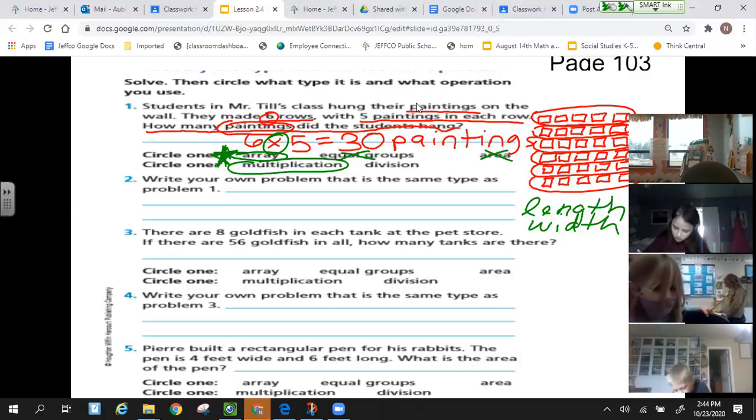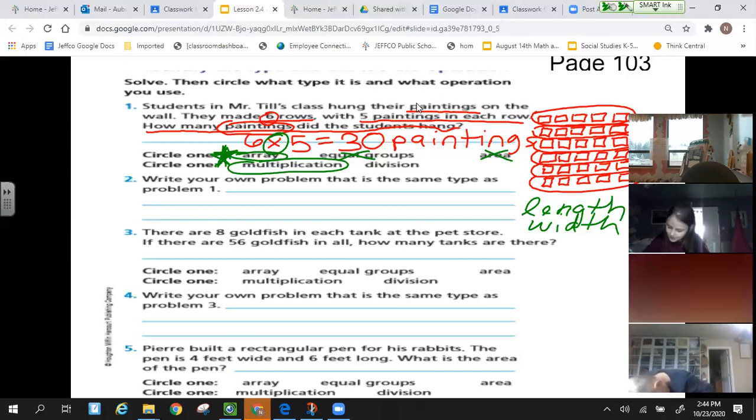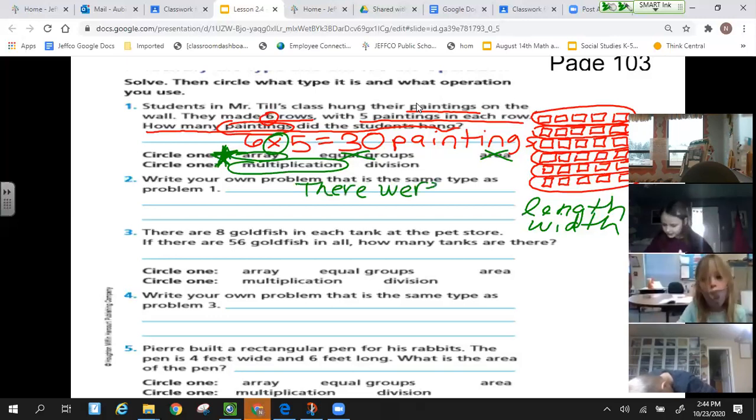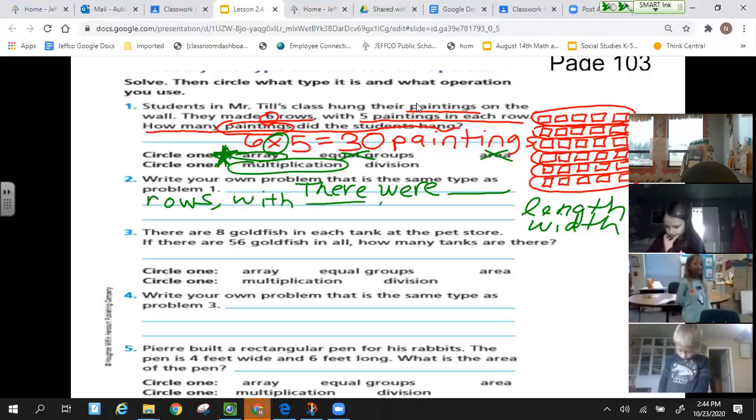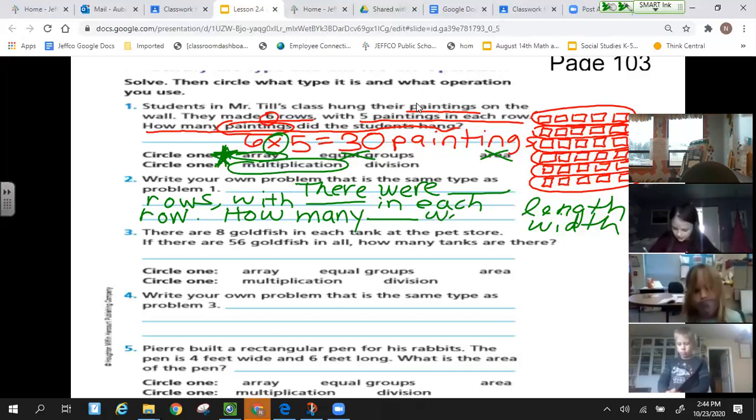Okay, I'm going to get you started. Just remember you're going to tell your story. Make sure there were blank, you get to decide, rows with blank in each row. Make sure you have that. And then how many blanks, whatever your unit is, were there in all? Go ahead and get started.